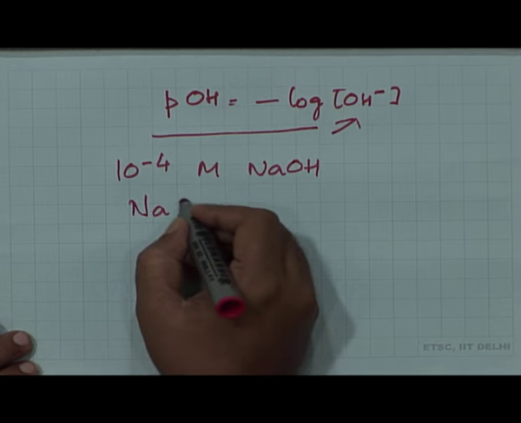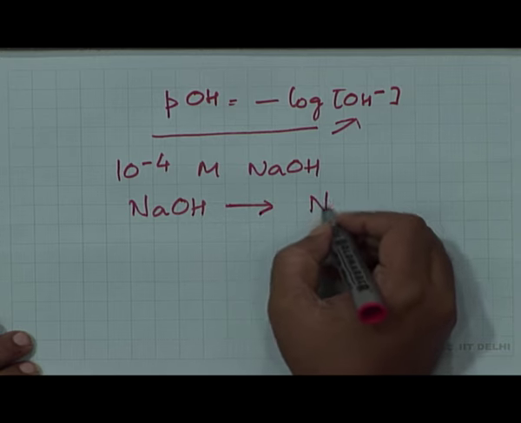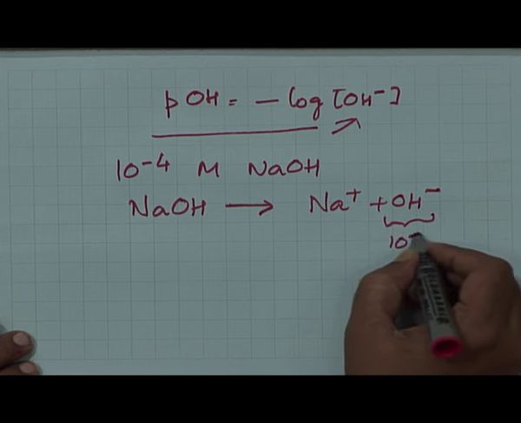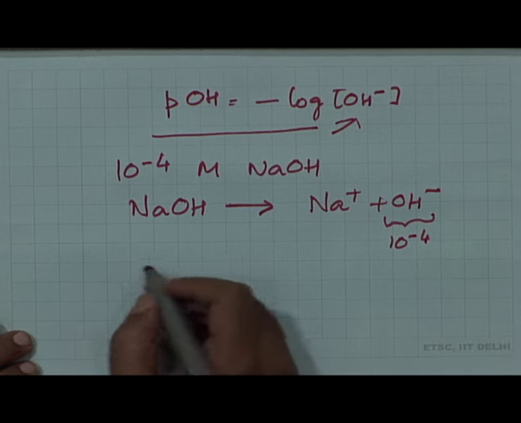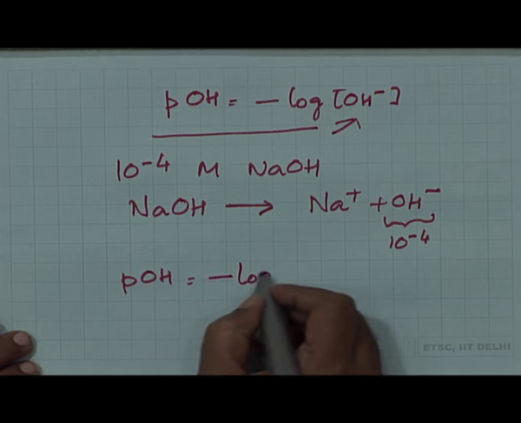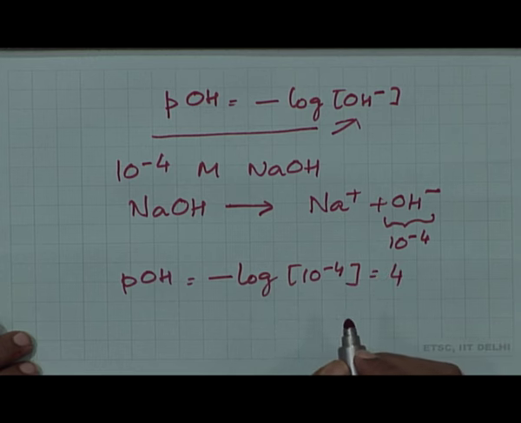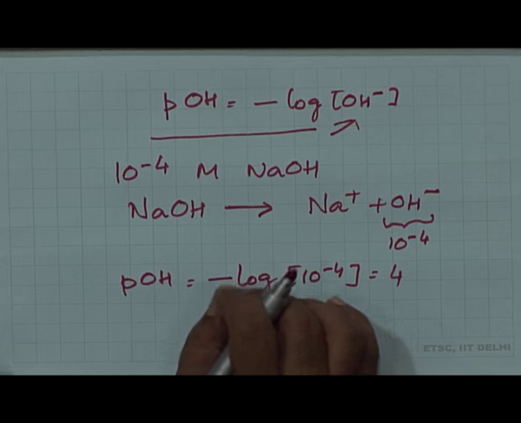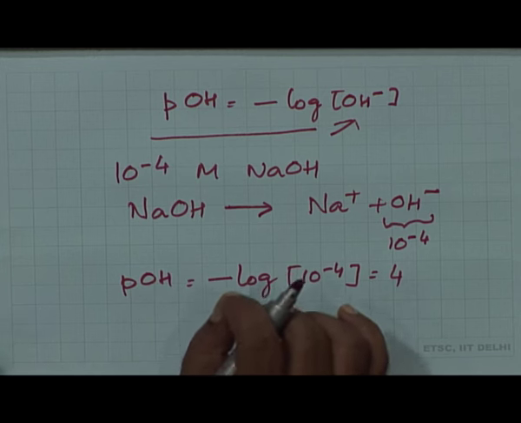Again, sodium hydroxide will completely dissociate into sodium plus and OH minus. So, OH minus concentration is going to be 10 to the power minus 4 molar, and so pOH of the solution will be minus log 10 to the power minus 4, and that is equal to 4. So, pH or pOH of a strong electrolyte, a strong acid or a strong base, can be easily calculated.